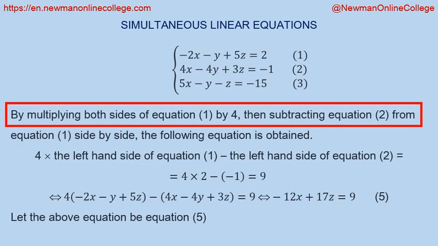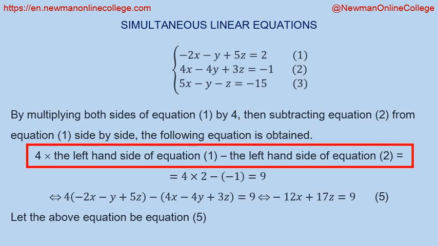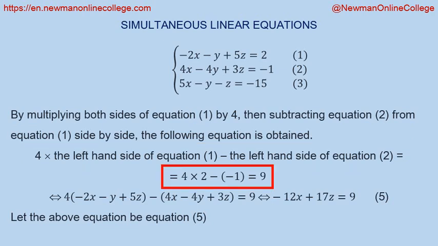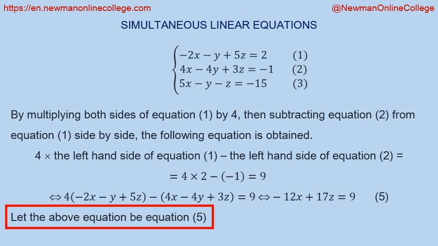By multiplying both sides of equation 1 by 4, then subtracting equation 2 from equation 1 side by side, the following equation is obtained. 4 times the left-hand side of equation 1 minus the left-hand side of equation 2 equals 4 times 2 minus negative 1 equals 9, which is equivalent to 4 times (negative 2x minus y plus 5z) minus (4x minus 4y plus 3z) equals 9, which is equivalent to negative 12x plus 17z equals 9. Let the above equation be equation 5.